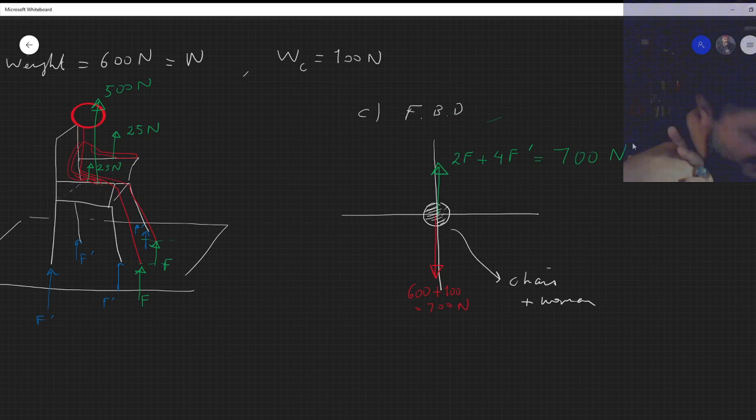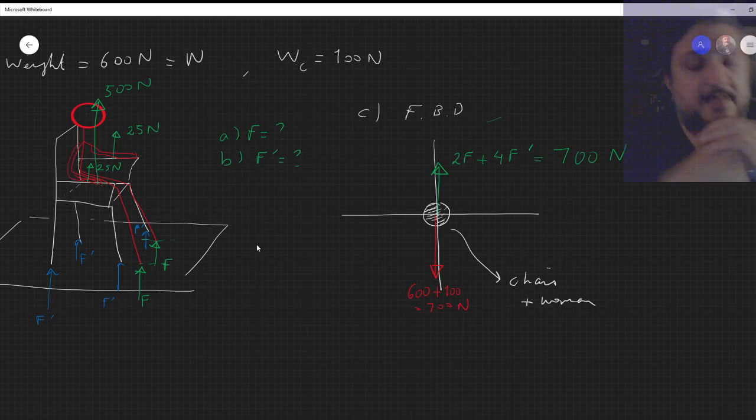What about part A? Part A was, what force does the floor exert on her feet? So what is F here? Part A, what is F? And part B, what force does the floor exert on the chair? F prime. Now to find this, we have to consider our system as, let's say, the woman first. Okay, let's start with that.